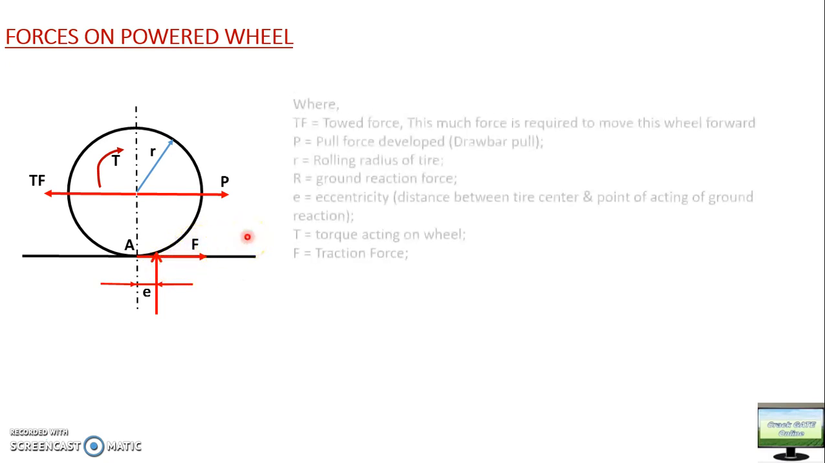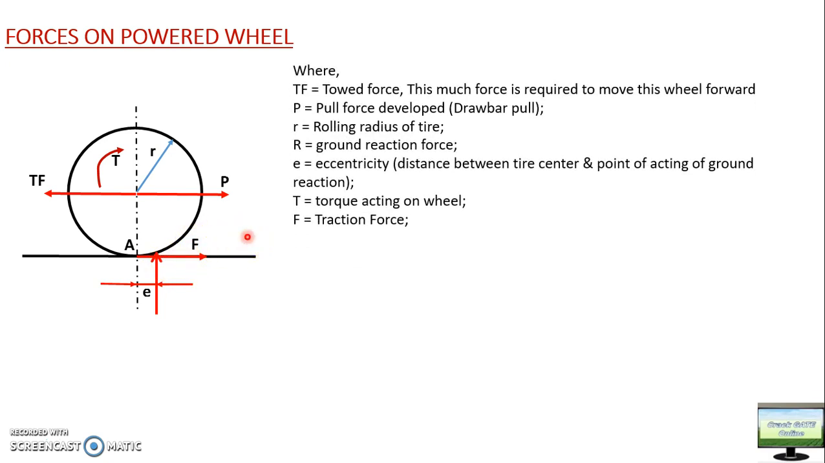Again, these are the terms written over here. Now, if you balance the horizontal forces, what are they? One is this P, the pull force. Second is this torque force in the opposite direction. And third is your traction force in the same direction as the pull. So the pull will be F minus TF. The pulling force will be traction force minus torque force.